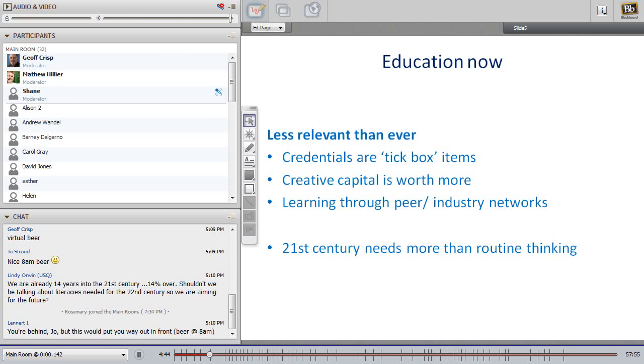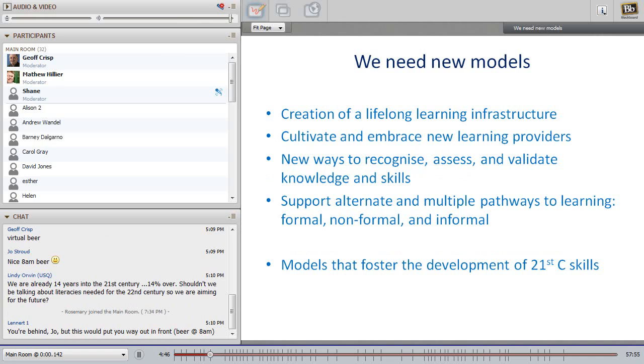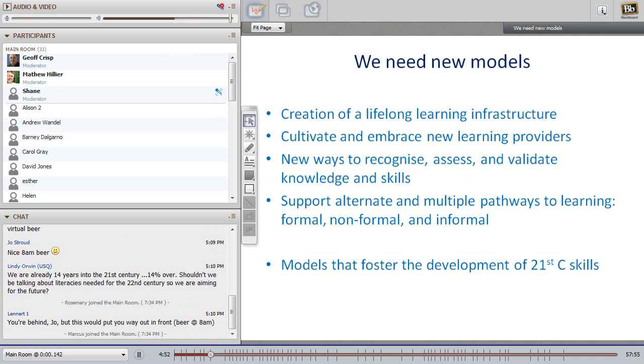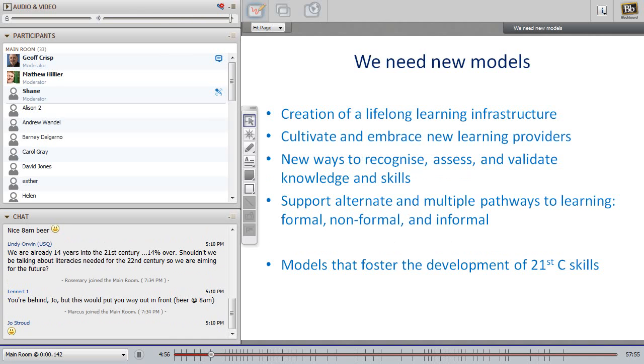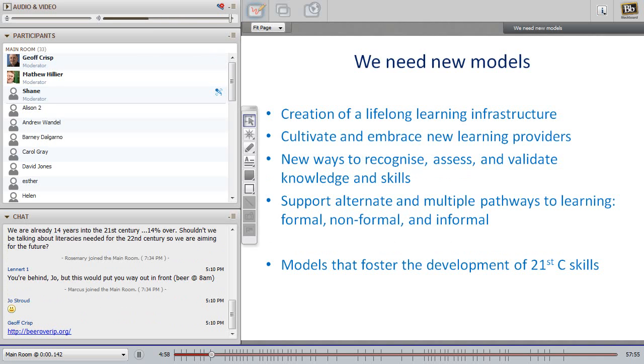Yep. So we need new models, and we haven't really jumped across into these, although as one of the comments went through, we are sort of 14 years into the new century. We haven't actually changed the way our education models function. So we are now, and I think the explosion of MOOCs has sort of forced this a little bit, looking at the creation of a lifelong learning infrastructure where we're creating and cultivating and embracing new learning providers.